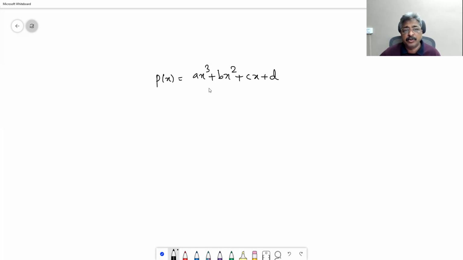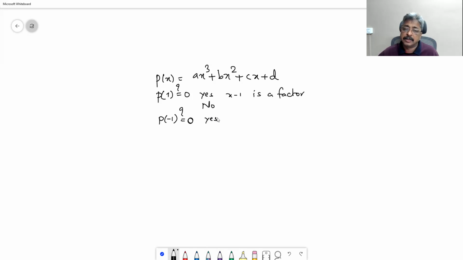But suppose it has an integer root, and that integer is between 1 to 3 and -1, -2, -3, then we are supposed to check for every integer. Is P of 1 equal to 0? Yes, x minus 1 is a factor. No, try something else. P of minus 1. Is this equal to 0? Yes, x plus 1 is a factor.